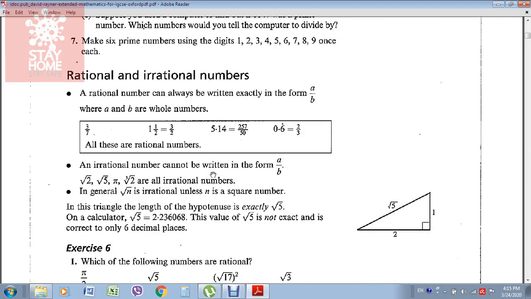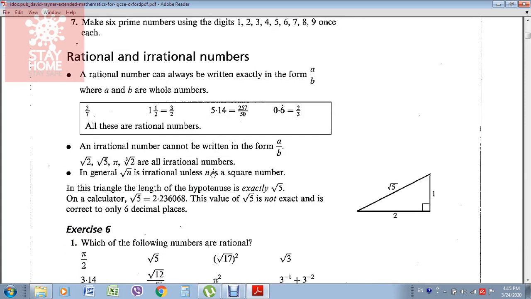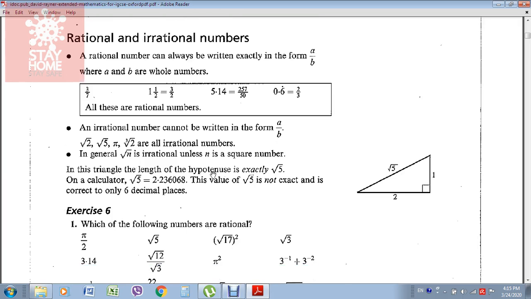Now the new topic, rational and irrational numbers. This will be next, inshallah. Complete this exercise, and inshallah I will be with you with rational and irrational numbers in the next lesson.